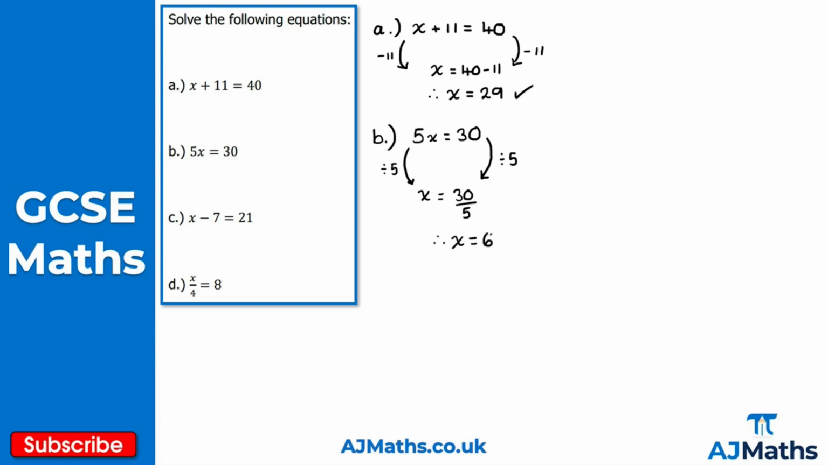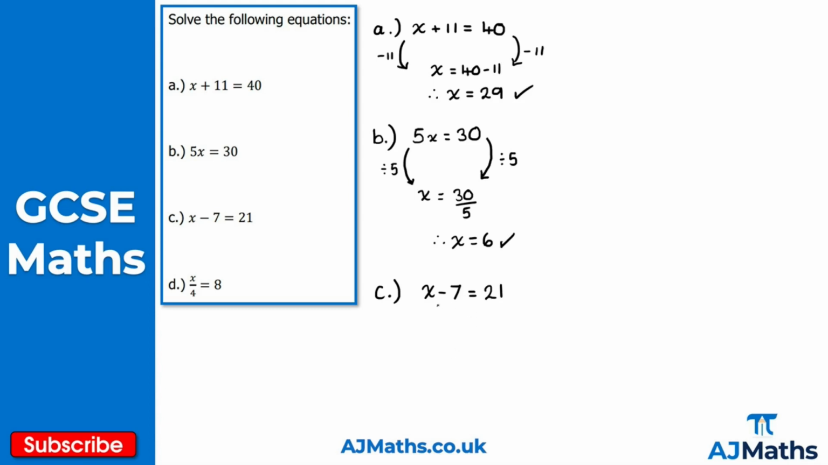Okay? And again, you can always double check these solutions here. 5 times 6 gives us 30. We know the solution is correct here. Let's take a look at C now. We've got x minus 7 equals 21.